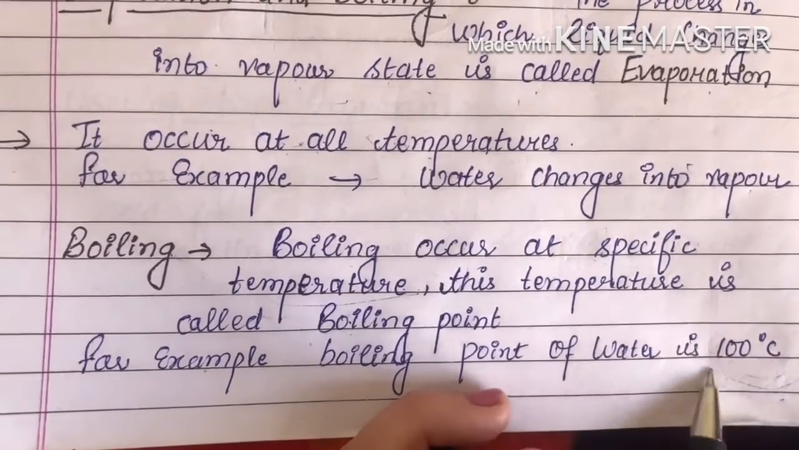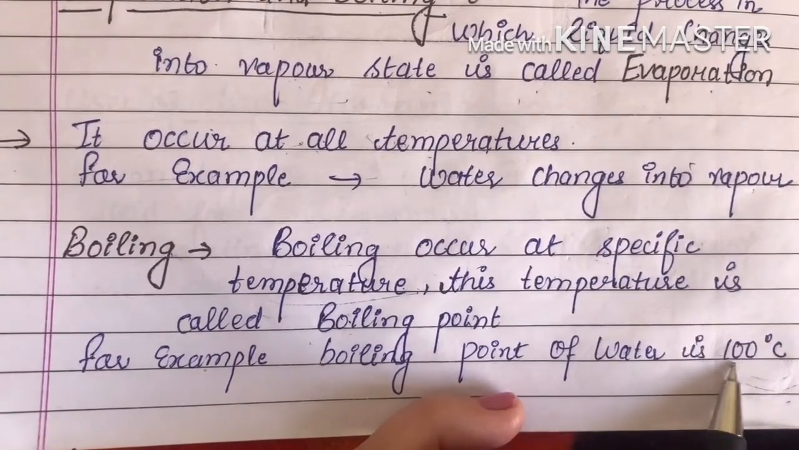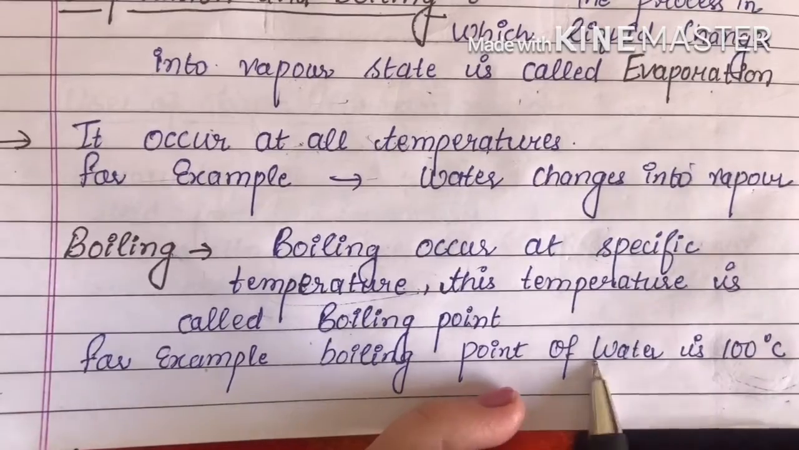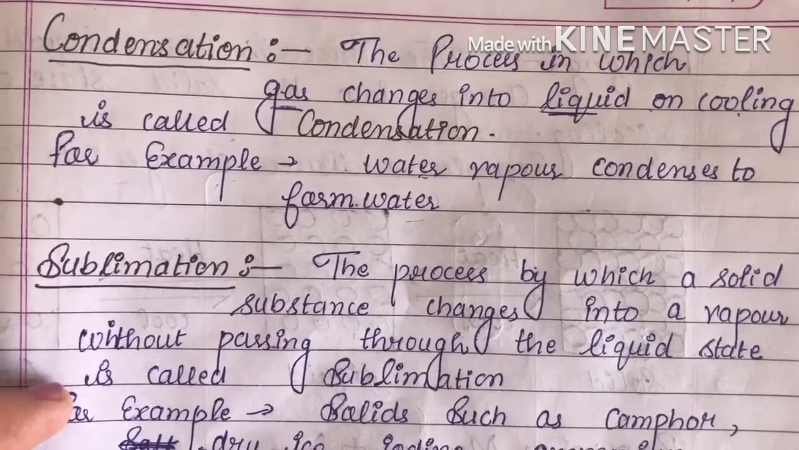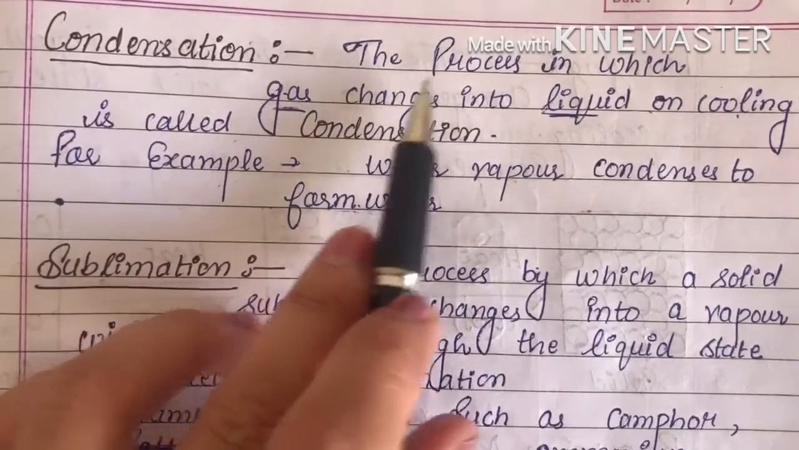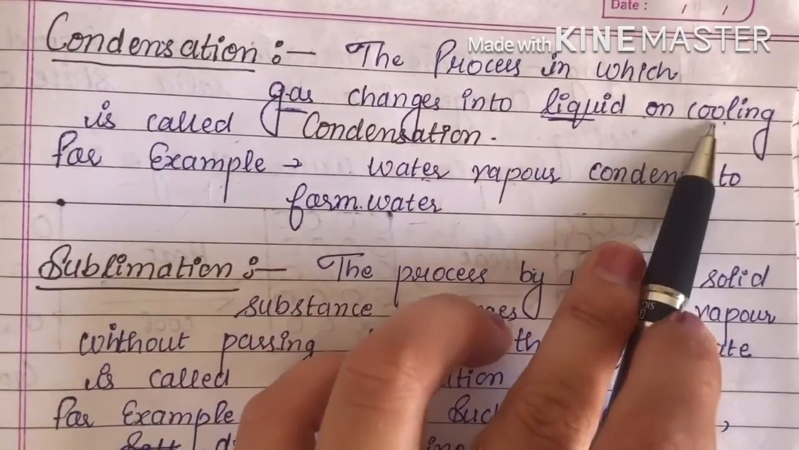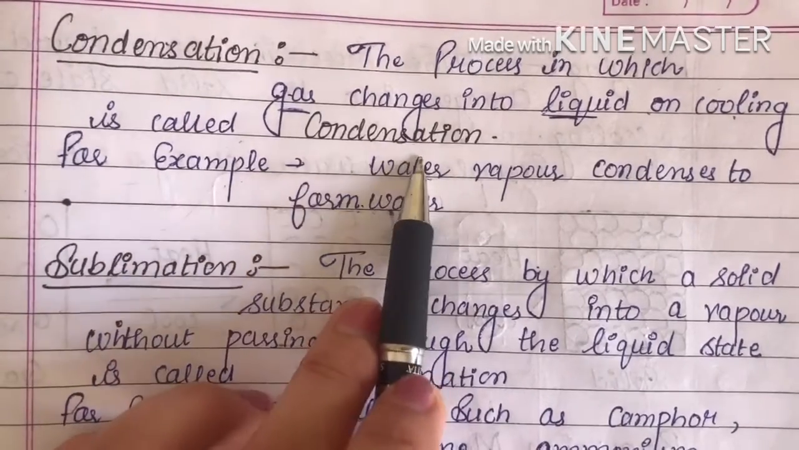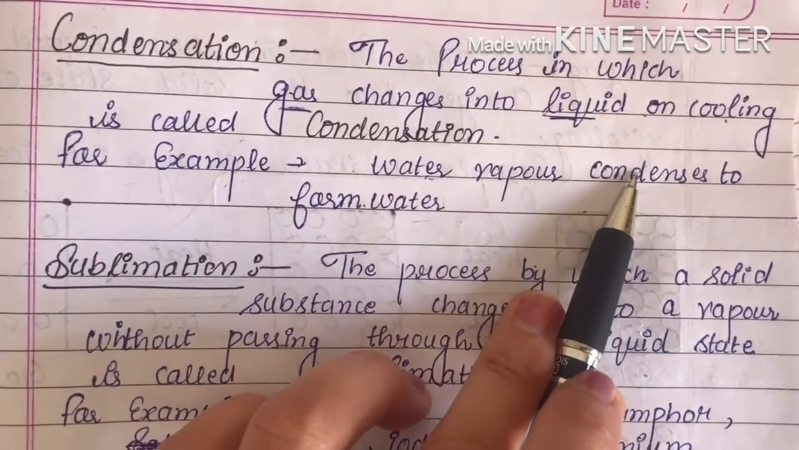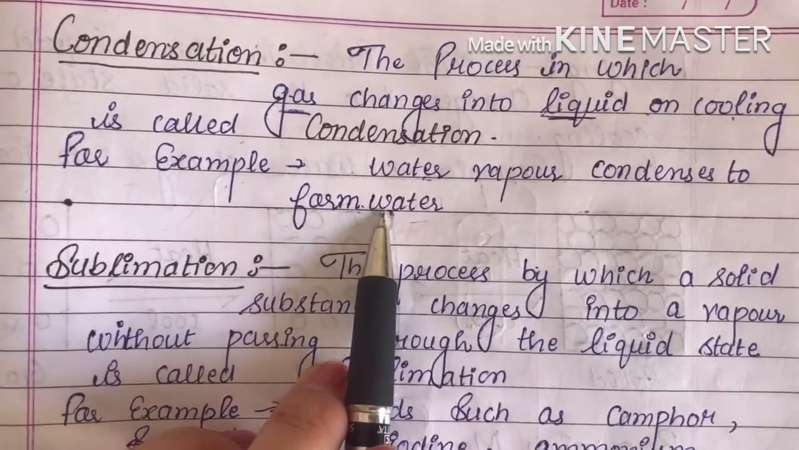Here, if the temperature is lower than 100, then water cannot be boiled. So the next one is condensation. The process in which a gas changes into a liquid on cooling is called condensation. For example, water vapors condense and form water.